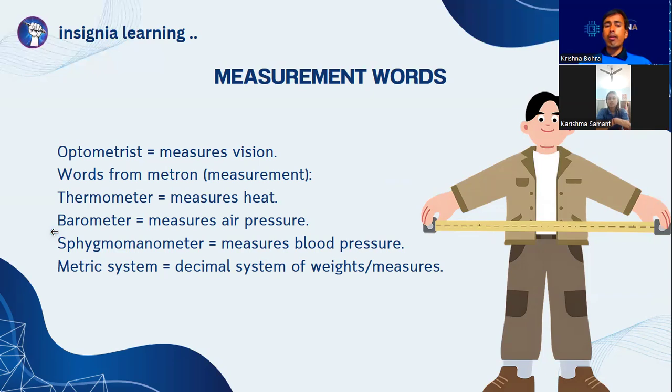We come across barometer. Metron is the same word, and baro is pressure. Okay, I think it is a Greek or Latin word for pressure, but baro is pressure. So we call it a measurement of the pressure. Then we come across a little bit tricky word, that is sphygmomanometer. Sphygmomanometer. A little bit tricky to pronounce, but you will manage. So it is the measurement of the blood pressure. Okay, and we have the metric system, that is the decimal system of weight. Okay, any confusion in these three words, four words?